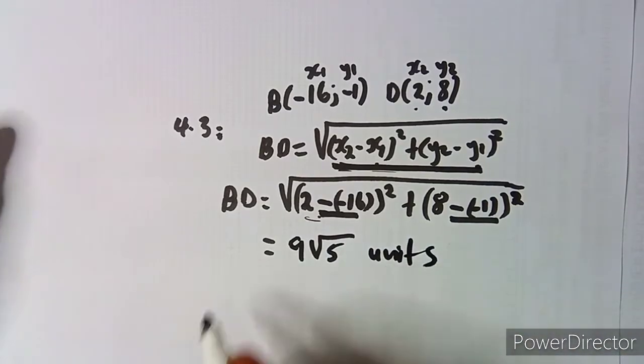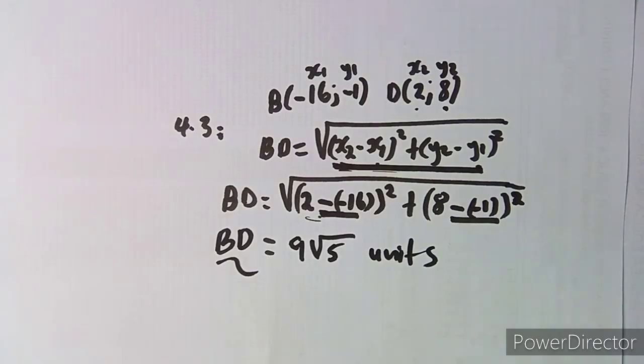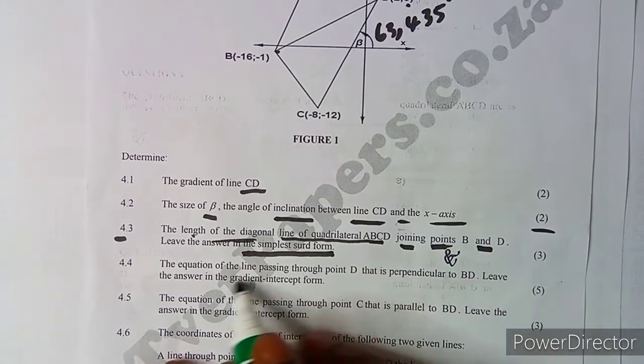So this is length or distance. So distance can be just measured in units, like that. You can just write your distance in units, like that. Okay, then let's see another question that we are given.